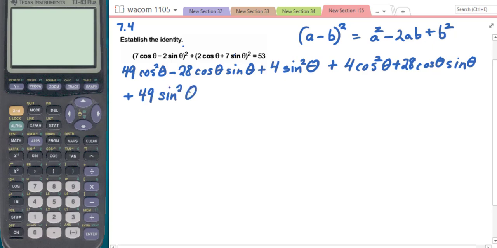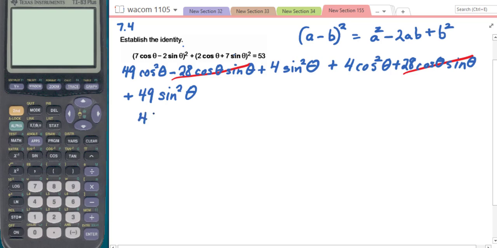Great, and then we're going to look and see what we can clean up here, if anything. Right, this term is going to cancel. This minus 28 cosine theta sine theta and 28 cosine theta sine theta, that's going to cancel. This was a theta, not a 0. All right, and let's look here and see if we group these together, because we're allowed to do that.